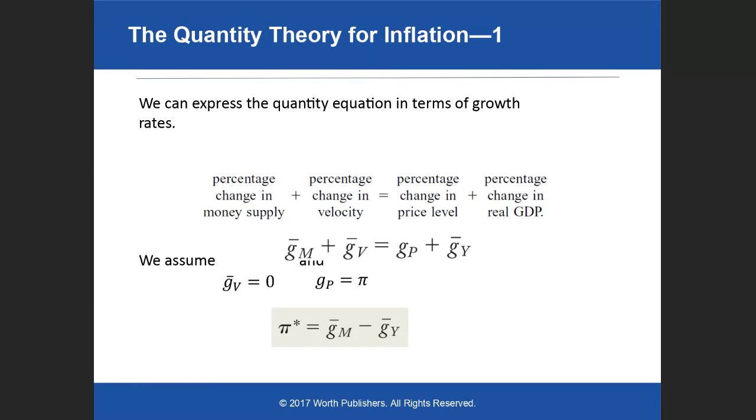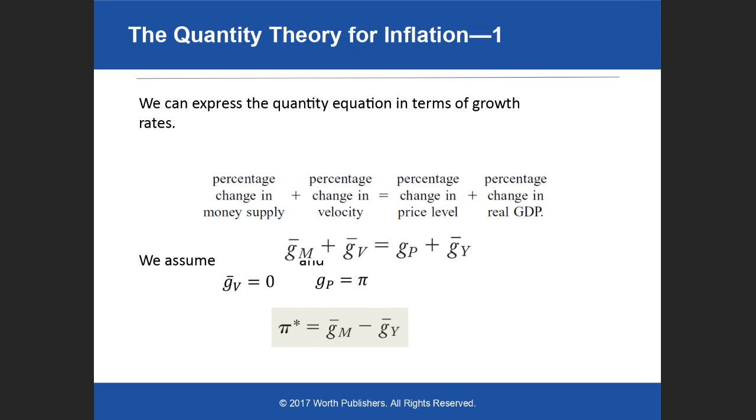So when you look at this, it's almost like taking the logarithms of the equation of exchange, or the quantity equation. Why is this important? Because what it's really saying to you in very simple terms is that what happens on the left side of the equation must happen to the right side of the equation. The left side is the growth of the money supply plus the growth of velocity. And that's going to equal the growth of the price index plus the growth of real GDP.